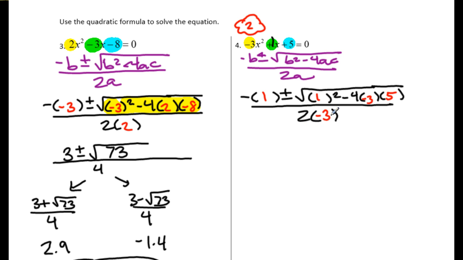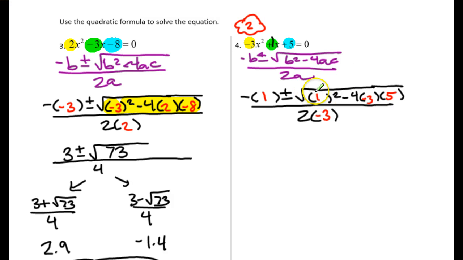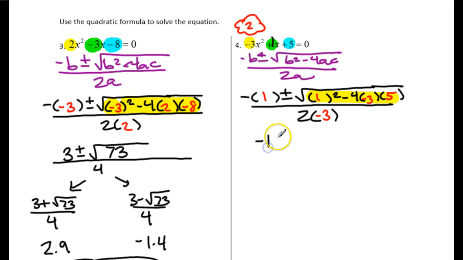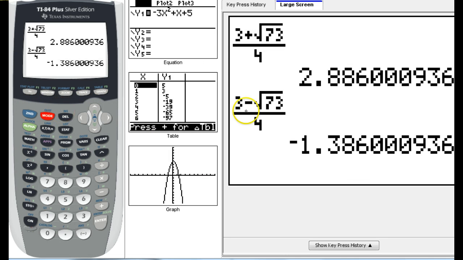Okay? So now remember, we are going to use our calculator to make this look a lot easier. We're going to simplify everything inside the radical with our calculator. But let's simplify the rest of it too. So a negative times a 1, we can just write that as a negative 1. Kind of get rid of those parentheses, clean it up. Inside the square root, we're going to go to our calculator and type in 1 squared minus 4 times negative 3 times 5. Alright, so let's go back to the screen, second quit.